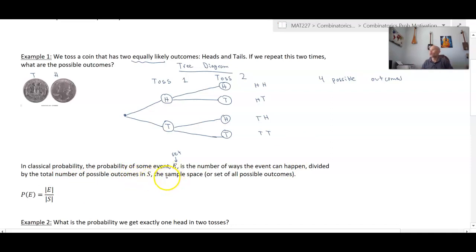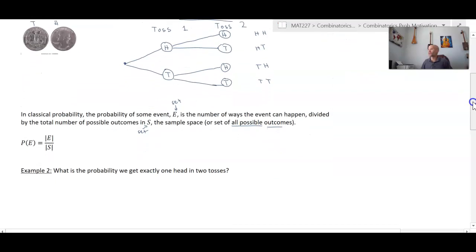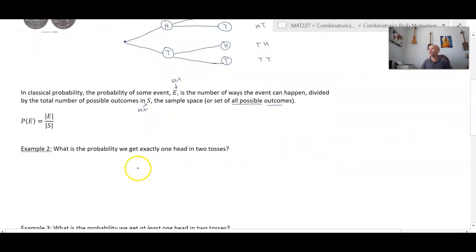And S is what we call the sample space. Again, this is also a set. This is the set of all possible outcomes. And when we divide those, we get a sense of, well, what's the likelihood that if I were to repeatedly perform this experiment, what would be the percentage of time that E happened? Well, let's apply this back to our coin toss example. What is the probability that we get exactly one head in 2 tosses?